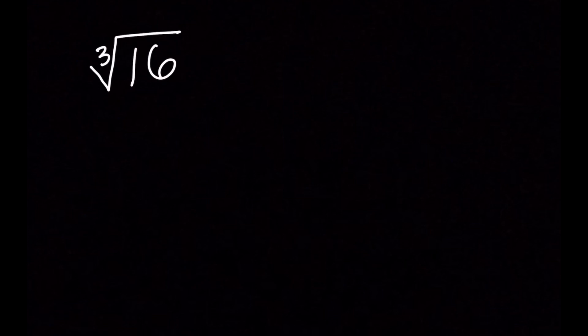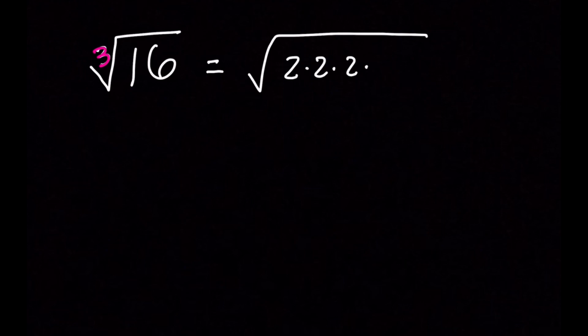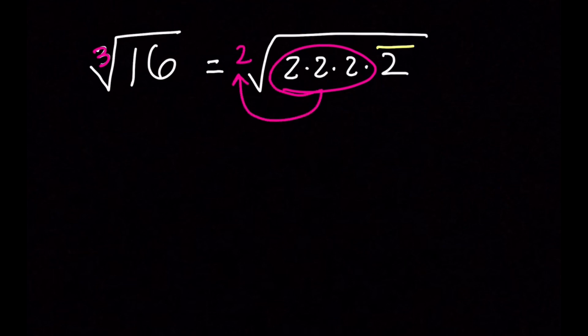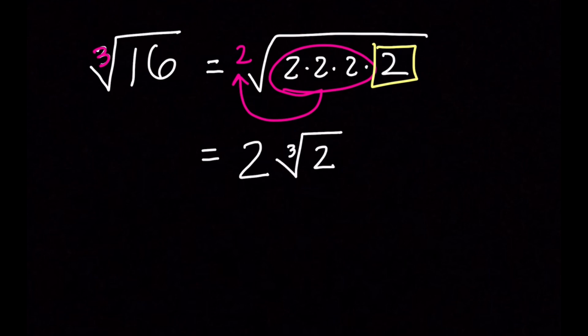Let's take the same number 16, but this time we're going to cube root it, or with the index of 3. I already know my factors of 16. That was 2 times 2 times 2 times 2. But instead of taking a set of 2, I will take a set of 3, and 1 will come out of the radical. I still have a single 2 left in there, so my answer would be 2 times cube root of 2 as my final answer.